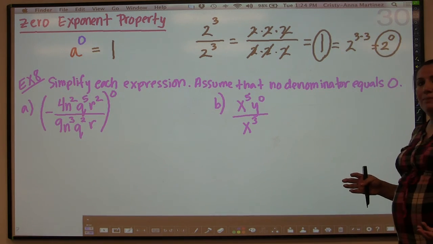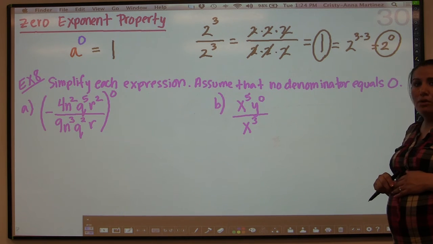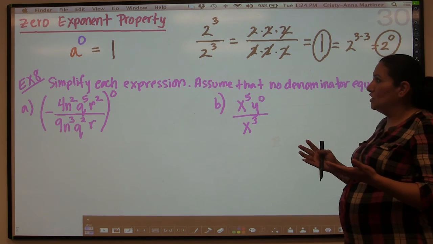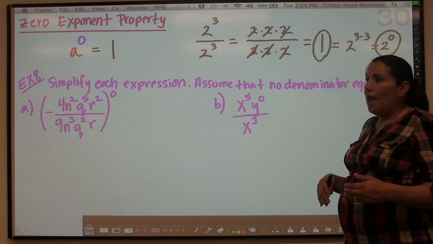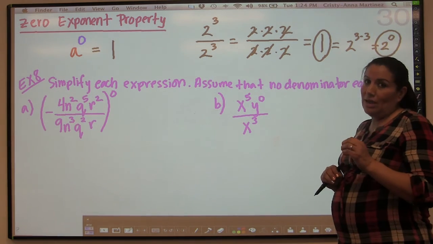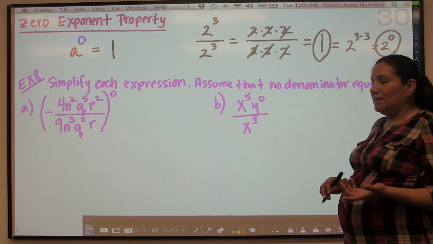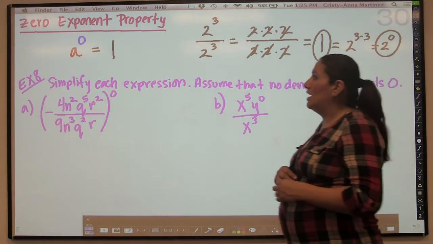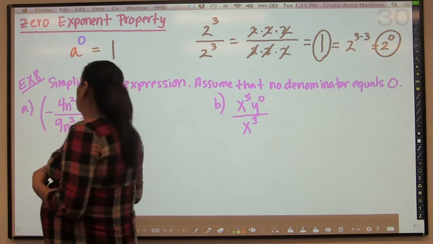And that's basically what happens in any case when you have a 0 exponent. It means that the top of the fraction and the bottom of the fraction are the same. And when you subtract the exponents, you get 0 as the exponent, and anything divided by itself is 1. So therefore, the 0 exponent property exists, and we have a to the 0 power equals 1.